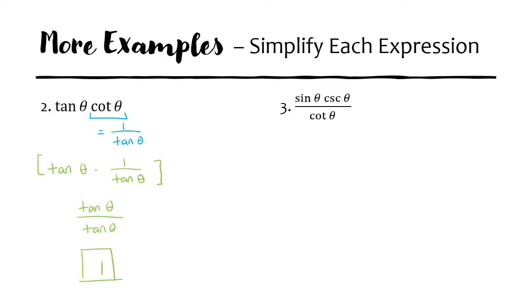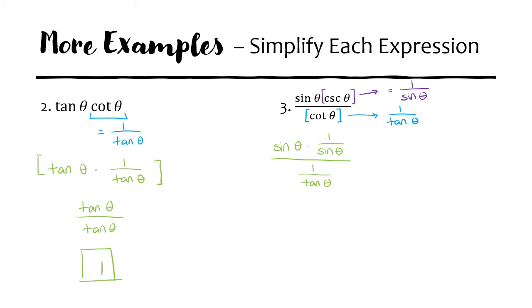So I'm going to make a couple notes to myself. First of all, that cosecant, like we said before, is equal to 1 over sine. And just like we said in the previous example, cotangent is equal to 1 over tangent. So maybe a couple ways to show this next step. I'm going to rewrite my expression as sine times 1 over sine all over 1 over tangent.